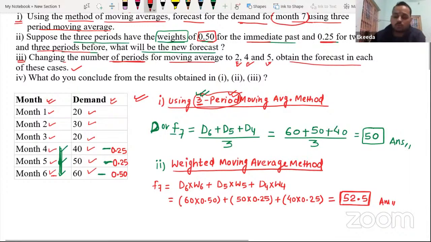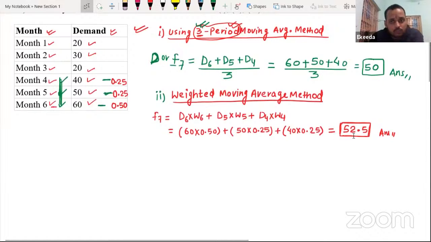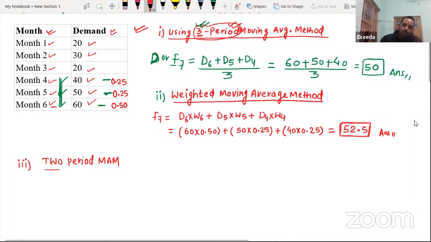So what we have to do is find the forecast for the seventh month using the 2 period moving average method, the 4 period moving average method and the 5 period moving average method. So in the third part, they are changing the moving average method. First they are saying use 2 period, that is MAM, the 2 period moving average method. Now we have to find the forecast for the seventh month.